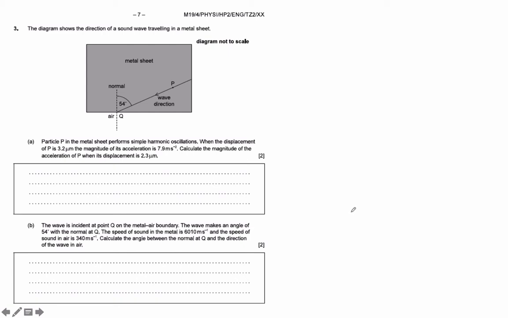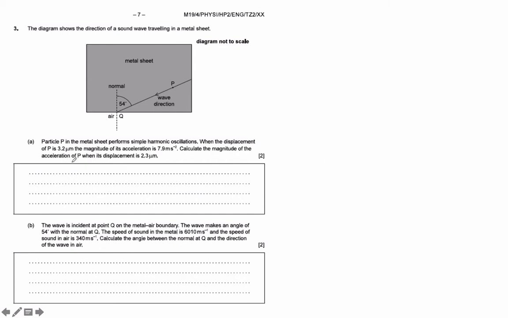The diagram shows the direction of a sound traveling in a metal sheet. It's not to scale. Particle P in the metal sheet performs simple harmonic oscillations. When the displacement of P is 3.2 micrometers and the magnitude of its acceleration is 7.9, calculate the magnitude of the acceleration when it is 2.3, right?